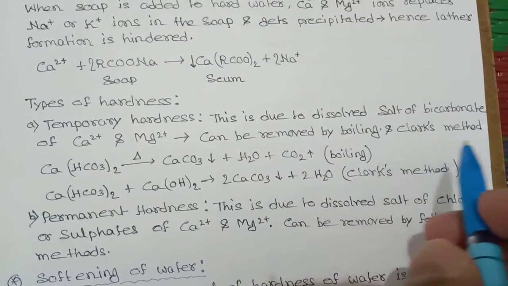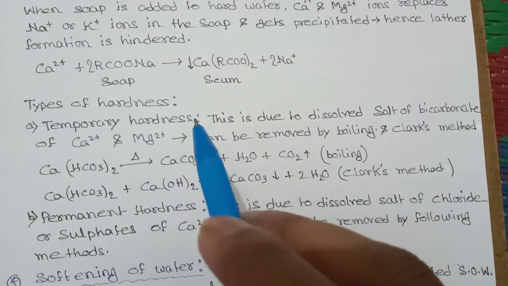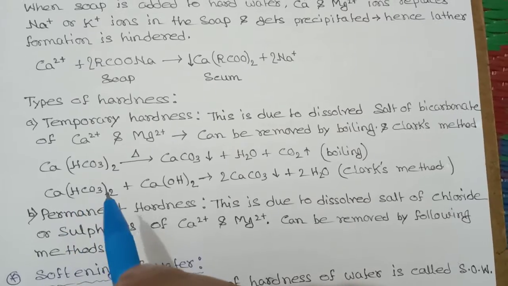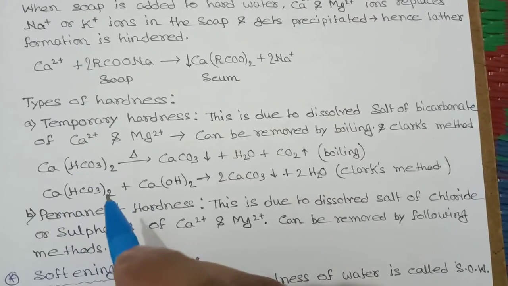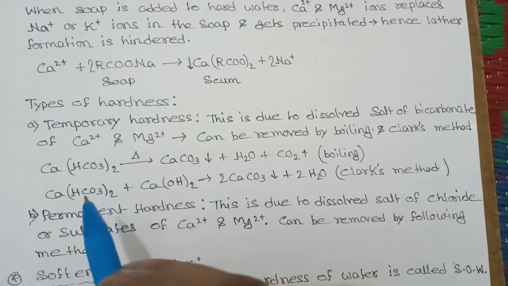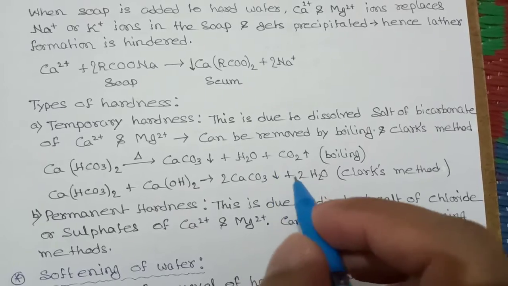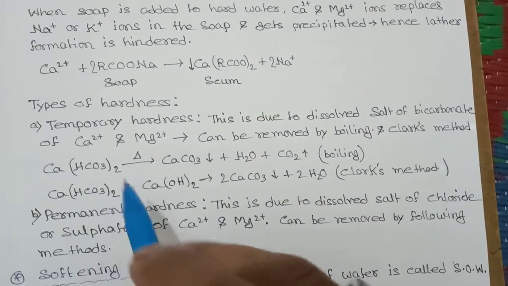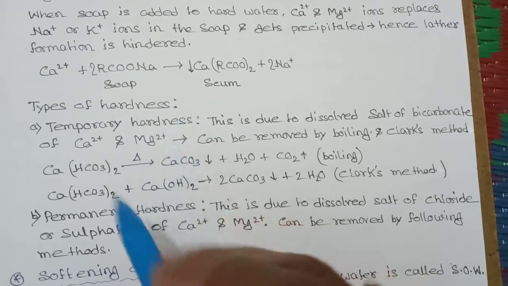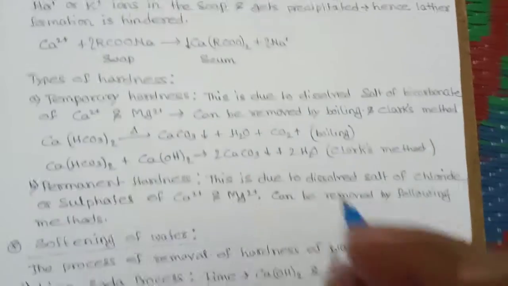And the second one is the Clark method. By this method also we can remove temporary hardness. This is our calcium bicarbonate. We can react it with calcium hydroxide. Then these two on reaction will form calcium carbonate which gets precipitated. So this complex has been destroyed, and temporary hardness has been removed by the Clark method. This is the Clark method and this is your boiling method.